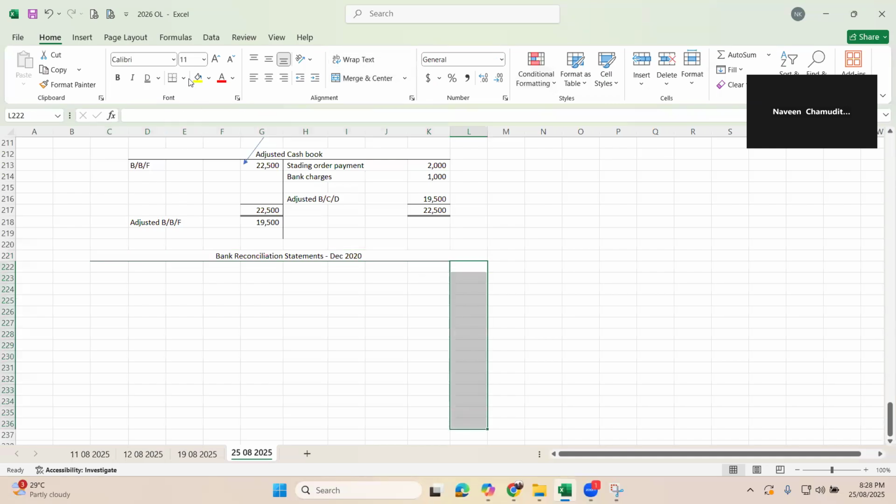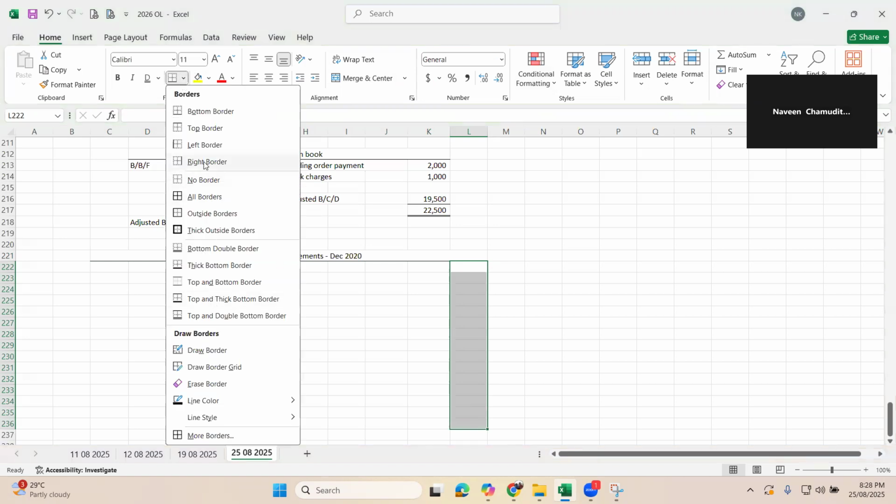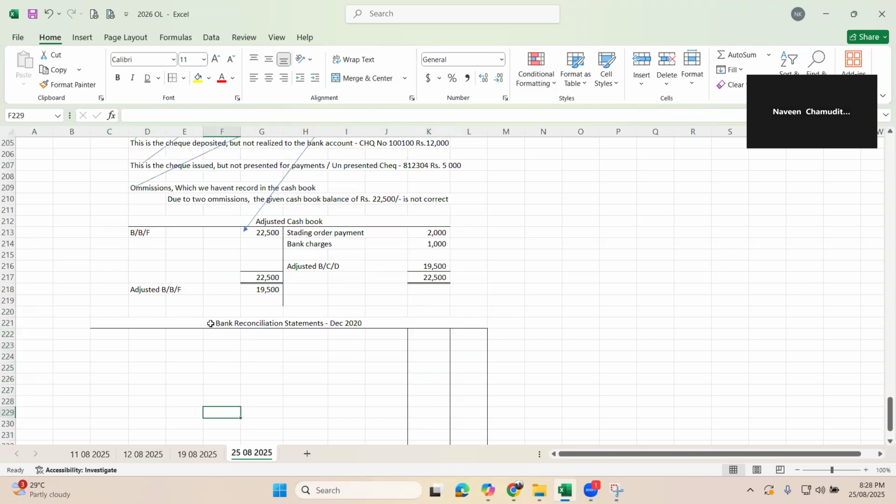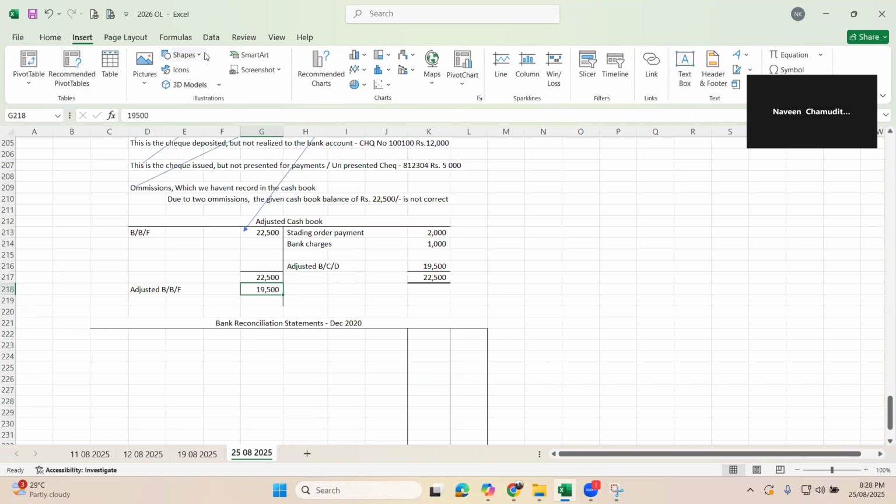This is the general format of the bank reconciliation statement. So again, that format also you need to remember for the exams. You start with the adjusted cash book balance, that means 19,500. You take it here. You start with the adjusted cash book balance. You take that here.